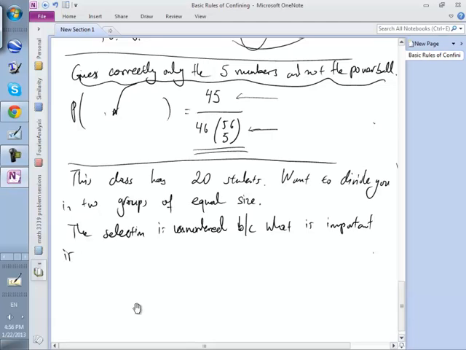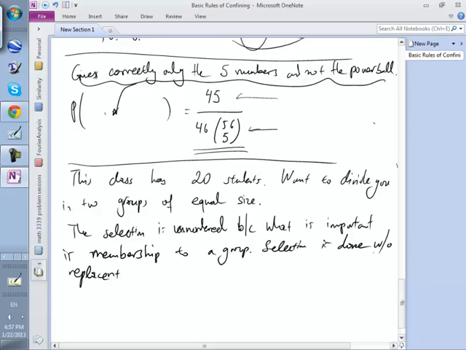Do we do it with replacement or not? Membership to a group. Okay, selection is done without replacement, because you cannot assign the same student into both groups.